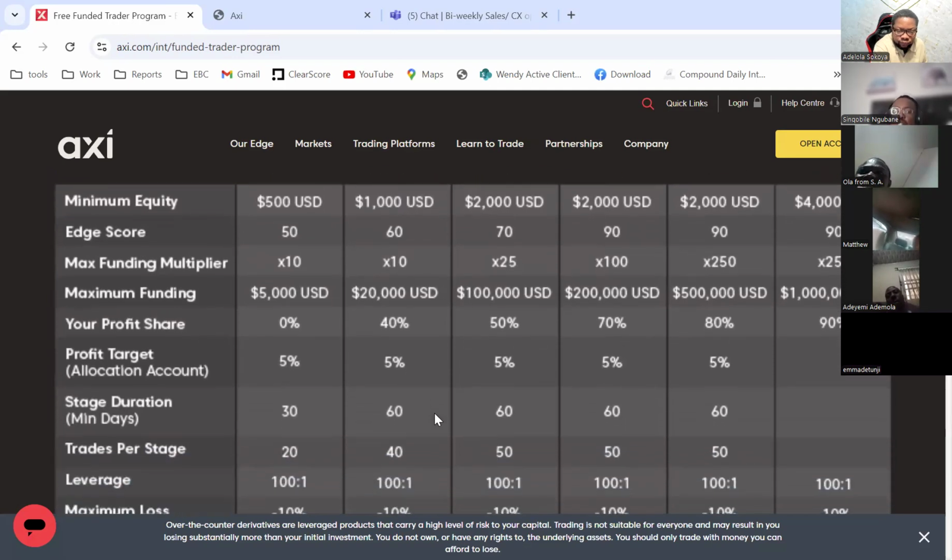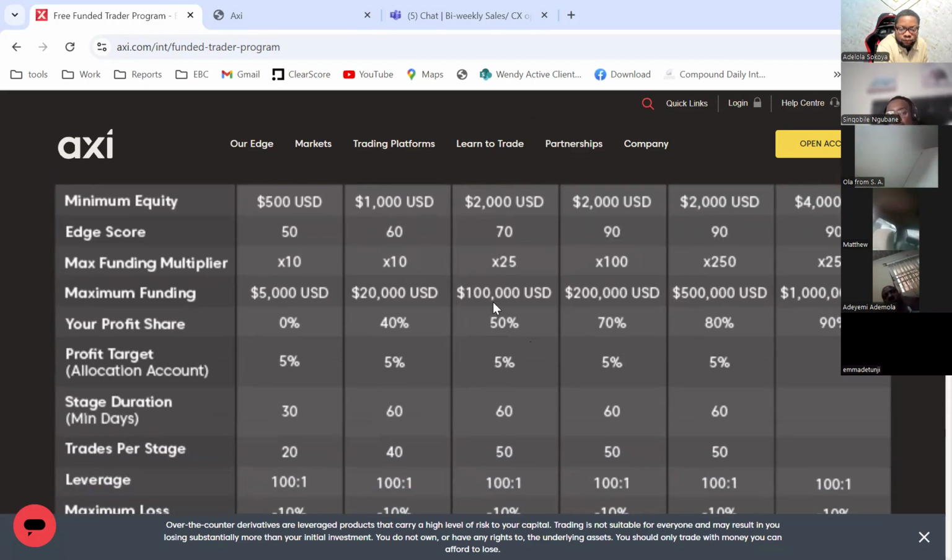Now, the minimum equity is 2,000. So 2 ways again. If you are already sitting on $1,000 or 1.2, you top up with the $800 to make it 2,000. Or if you're a good trader, you can just trade the amount to make it 2,000.